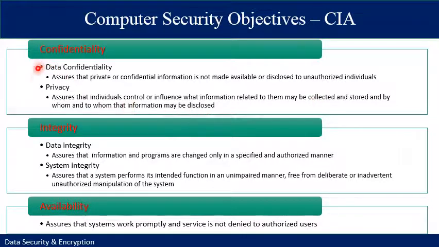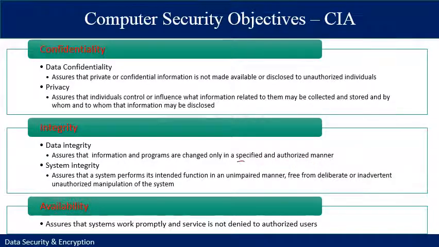So if I maintain these two concepts, I have ensured that my system provides me with the confidentiality. Number two is integrity, which is also composed of two subparts. Number one is data integrity, and number two is system integrity. Data integrity, as the name suggests, assures the information and programs are changed only in the specified and authorized manner.